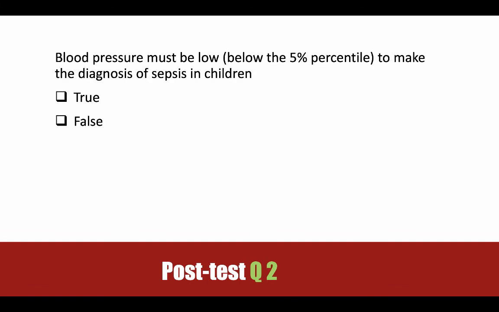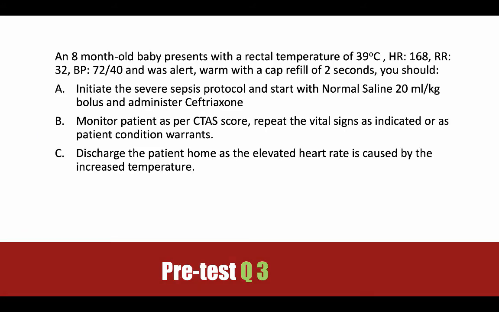Second question is, blood pressure must be low, below the 5th percentile to make the diagnosis of sepsis in children. And the answer to this one is absolutely false. We don't want to wait until the blood pressure is low. We want to catch them early, and you can absolutely have sepsis with a normal blood pressure, but instead we'd expect to see critical heart rate.